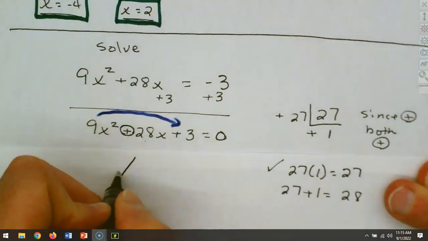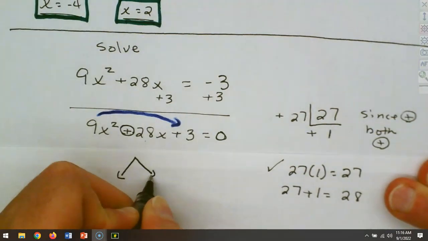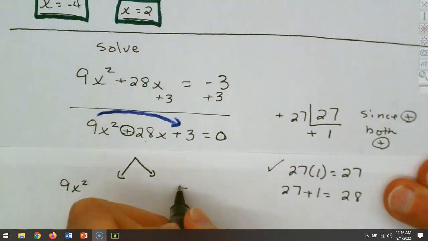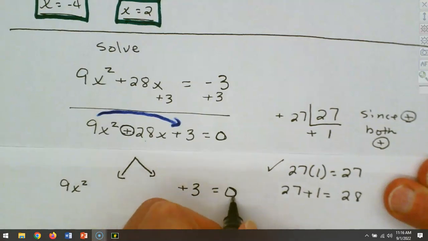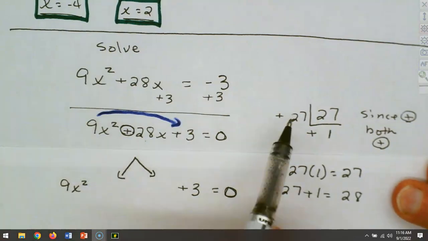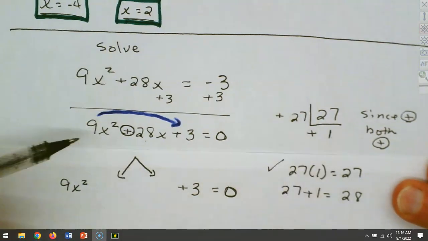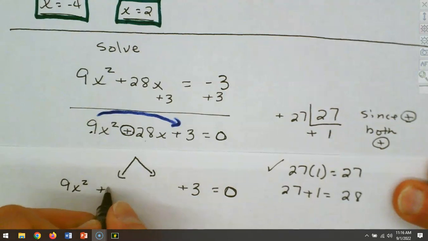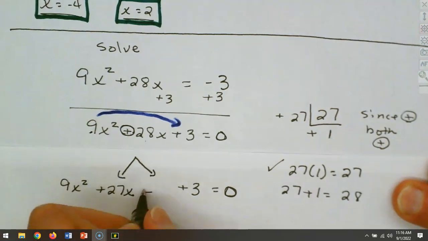And now we have to do what's called factor by grouping. So we're going to take the ends and keep them the same. So the 9x squared and the 3, well, they stay the same. Now, we're going to take this middle, this 28x, and we're going to split it up into our two factors. If this was a 1, you could jump to your answer, just like we did previously. But if it is any number besides a 1, you've got to factor by grouping. So this was a 9, so we split it up. Now the 28 will split up into 27x and an x.